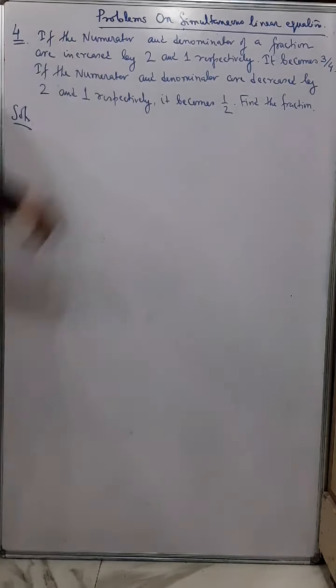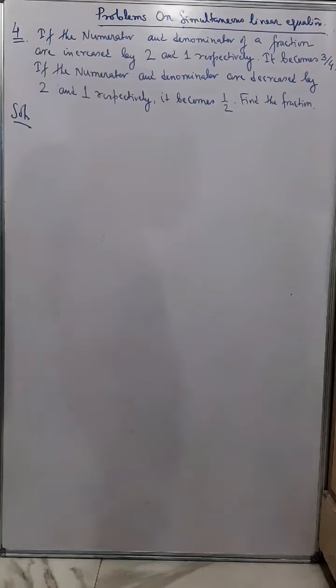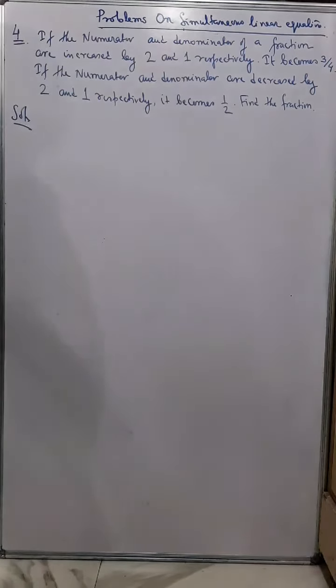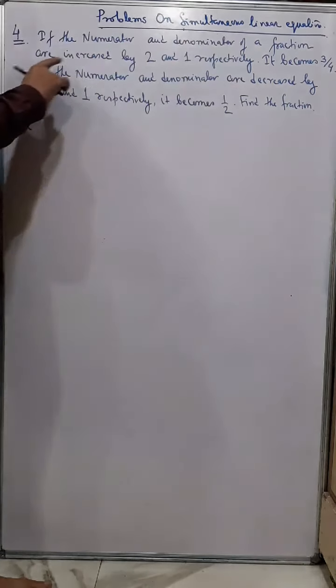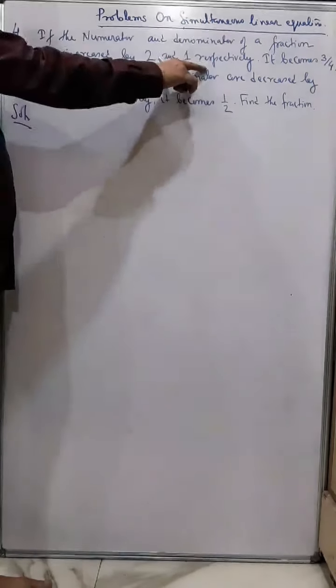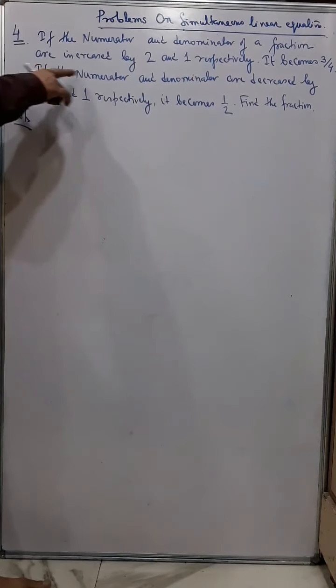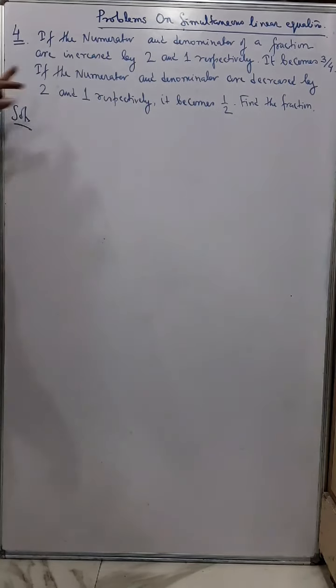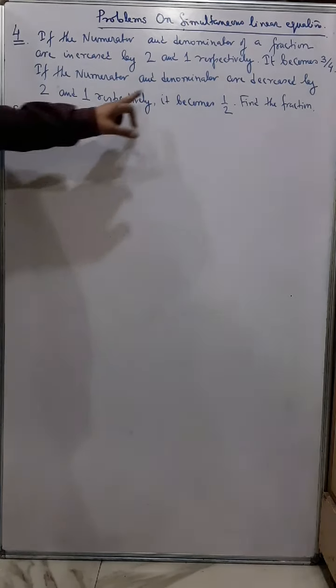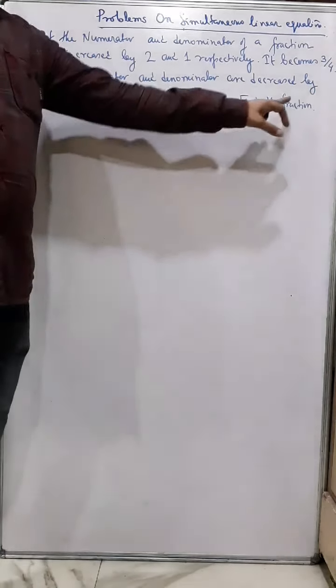Here you can understand it's related with fraction. So numerator and denominator. Now if the numerator and denominator of a fraction is increased by 2 and 1 respectively, it becomes 3 by 4. And if the numerator and the denominator are decreased by 2 and 1 respectively, it becomes 1 by 2. You have to find the original fraction.